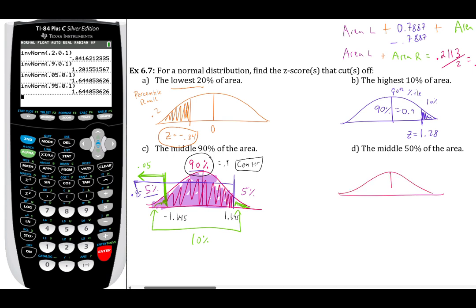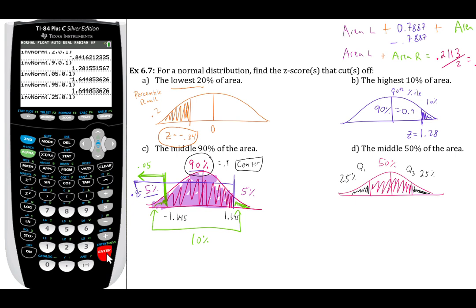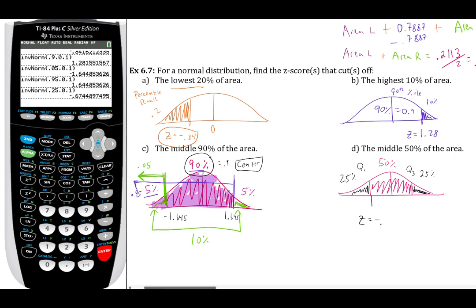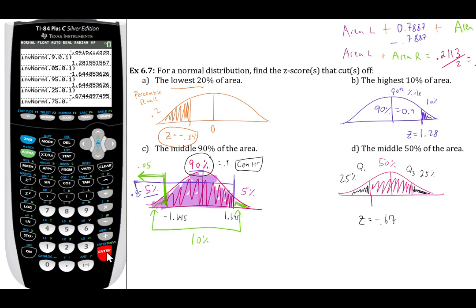For the last one, if we're looking for the middle 50% of the graph, then we know that the two tails are both 25%. So really we're looking for the first quartile or the 25th percentile and the third quartile or the 75th percentile. So we can hit second vars, number 3, change this to 0.25, and we'll find that the z-score is negative 0.67. And then we can hit second vars, number 3, change this to 0.75, and we'll get that it is positive 0.67, because again, the graphs are symmetric.